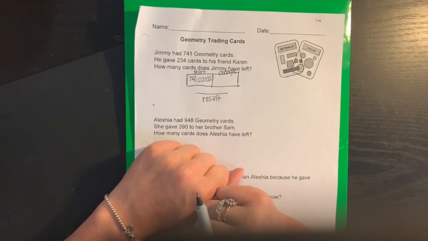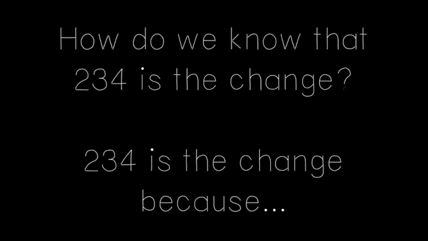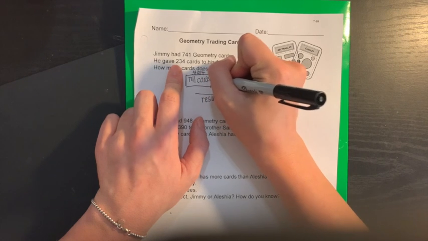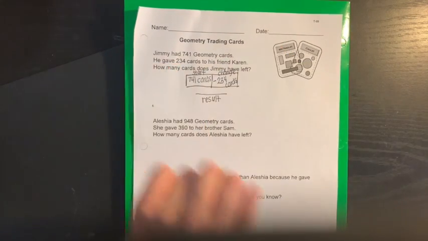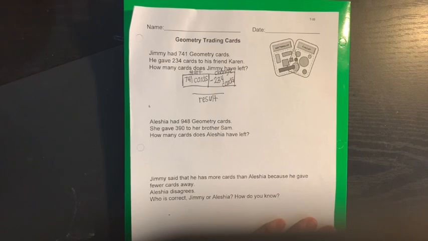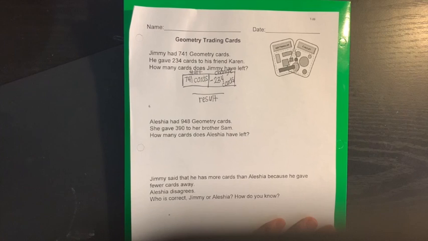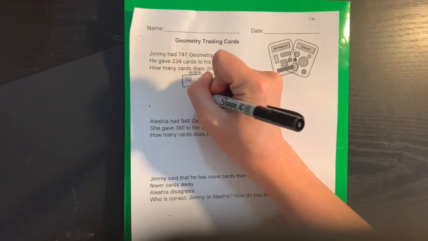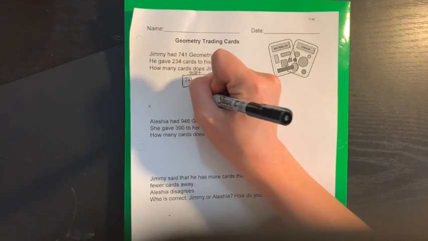So it sounds like 234 is the change, right? We're subtracting 234 cards. So what we're trying to figure out here is the result. Remember, I let you know that these word problems are result unknown problems. So here you would write a question mark, and remember to label cards, because this is the number that you're solving for.